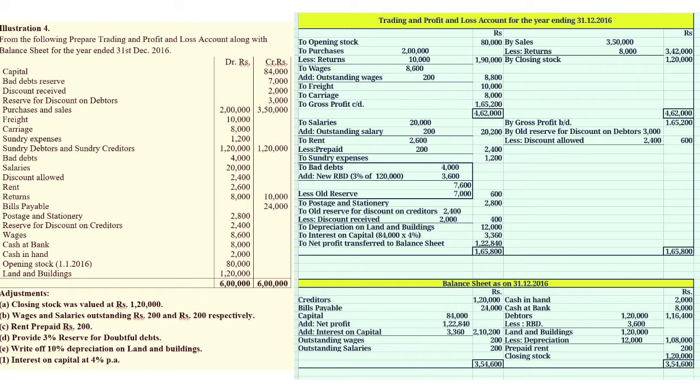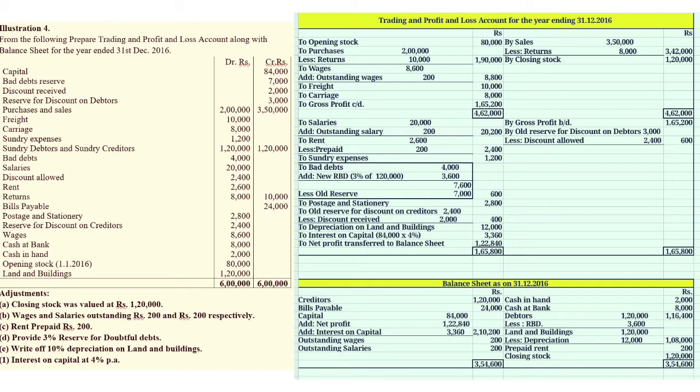Next, to bad debts 4,000. For that bad debts we need to add new RBD. That new RBD we can calculate on the debtors. What is the book value of debtors? 1,20,000. On that we need to calculate 3%. RBD means it won't come this year. It may come next year or upcoming years, but in this year that amount is not coming. We need to maintain a reserve for that. So we are calculating the reserve on the exact debtors. 1,20,000 into 3%, 3,600 won't come this year.